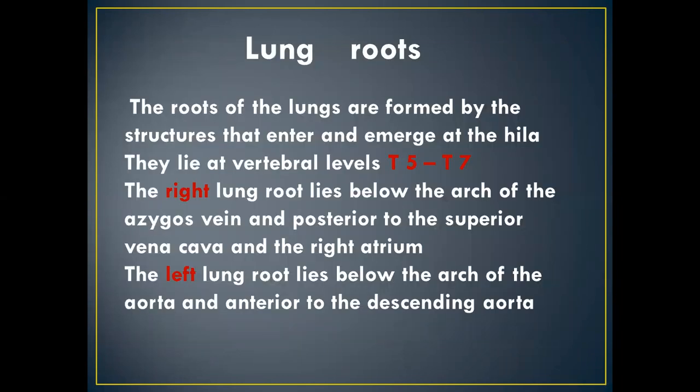Now, the roots of the lungs are formed by structures that enter and emerge at the hilum. They lie at the level of T5-7. The right lung root lies below the arch of the azygous vein, while the left lung root lies below the arch of the aorta.